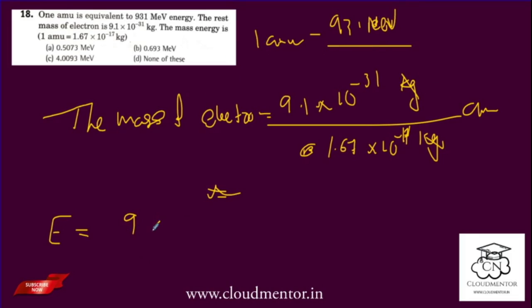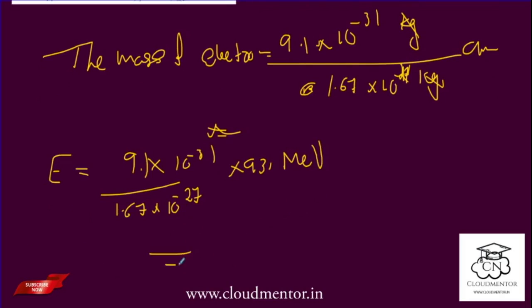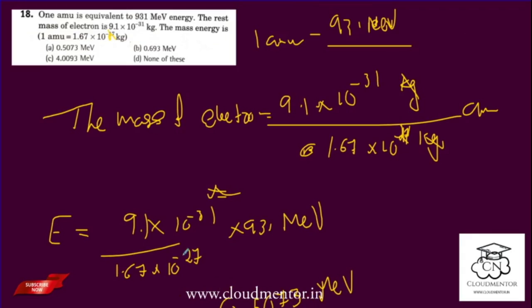So we get 9.1 multiplied by 10 raised to minus 31 divided by 1.67 multiplied by 10 raised to minus 27 kilogram, multiplied by 931 mega electron volt. Here it is minus 27, the earlier one was wrong. By calculation it is equal to 0.5073 mega electron volt. So option A is the right answer.